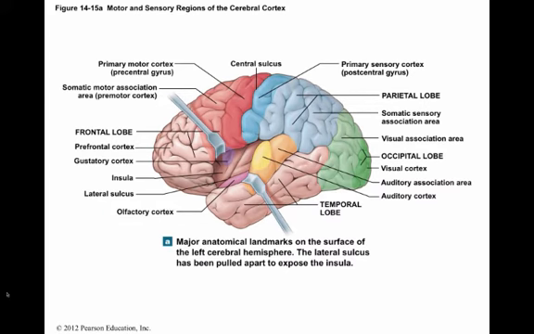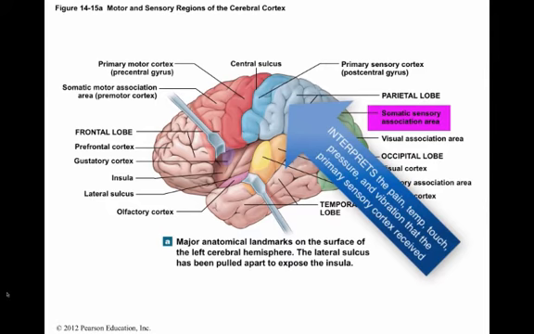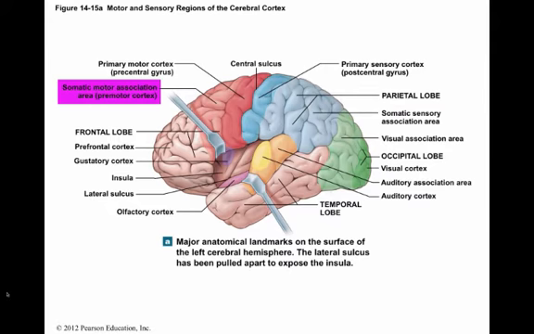Association areas are regions that either interpret the sensory information from the sensory cortex, or coordinate motor commands into an appropriate response. In other words, the sensory association areas monitor and interpret information arriving at the sensory cortex, and the motor association areas coordinate a motor response. The premotor cortex contains the somatic motor association area found in the frontal lobe. The somatic motor association area is responsible for the coordination of learned movements and will relay that information to the primary motor cortex for the performance of movement.